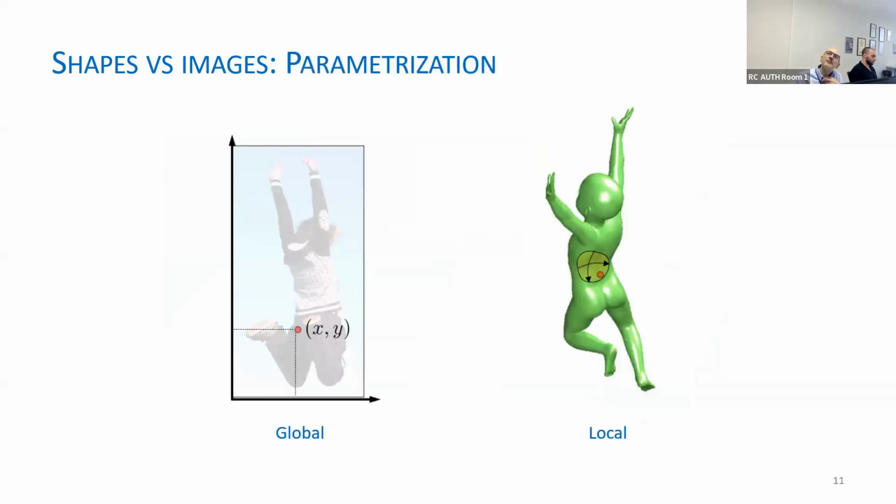Again, the parameterization. For example, for the image, we can parameterize our domain, which is flat and given by a grid, using the XY coordinates. So this can be regarded as parameterization. And in the case of shapes, instead, the parameterization normally is just local, because normally we don't have a parameterization which is valid for all the shapes. So we have to parameterize the shape locally.